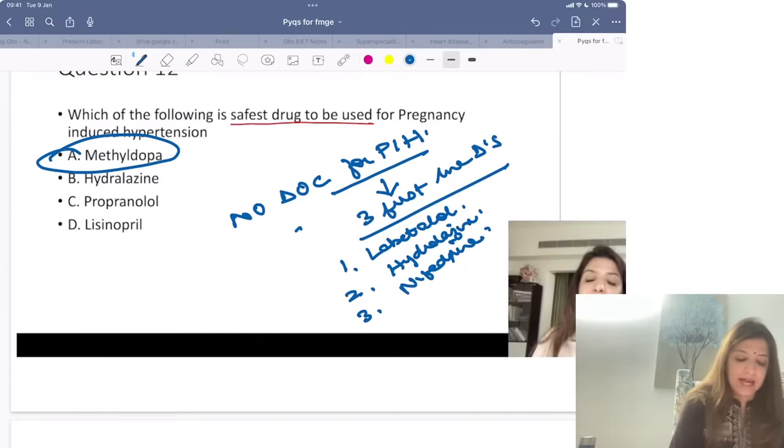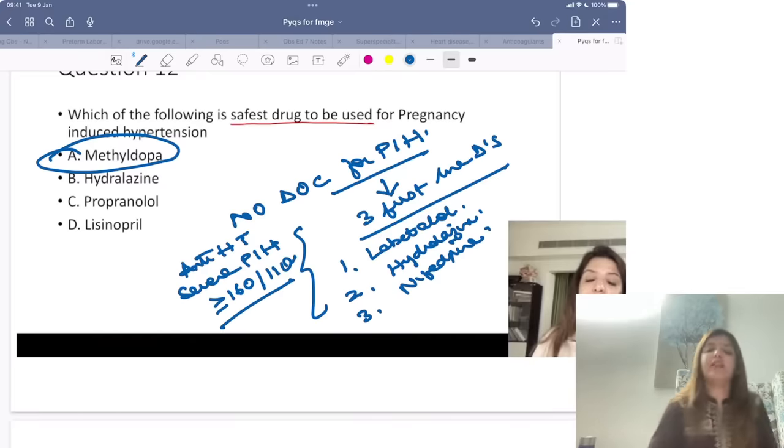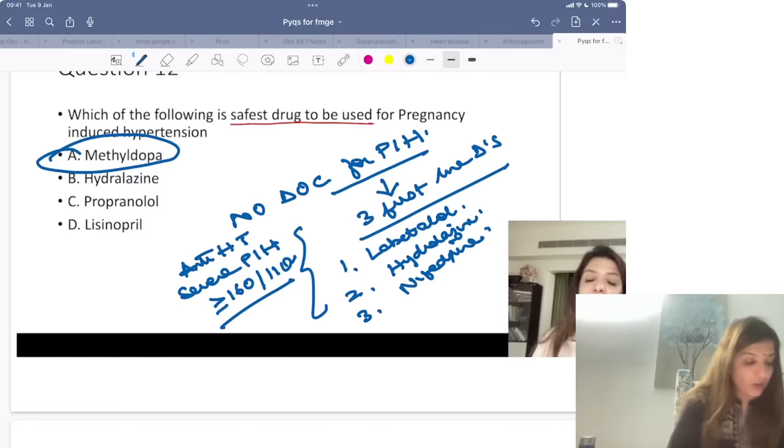Please remember, these antihypertensives you are going to use only in severe PIH. That means once BP is more than 160 by 110, then only you have to use antihypertensives. Right? For mild PIH, the role of antihypertensives is not there. You do not use antihypertensives for mild PIH. Clear to all of you?